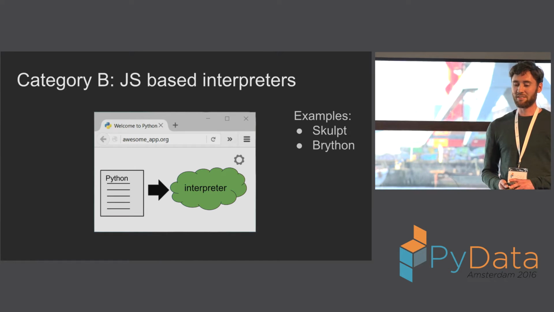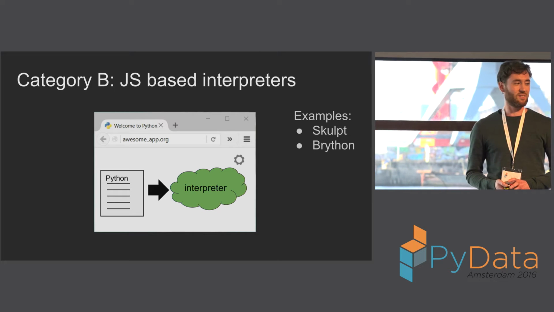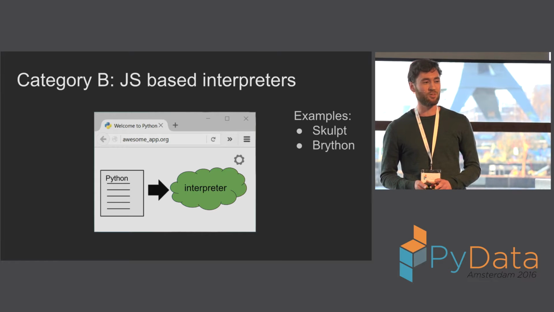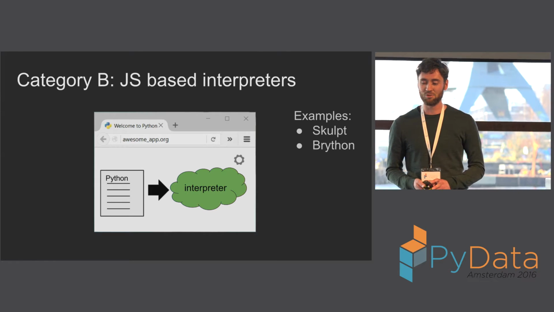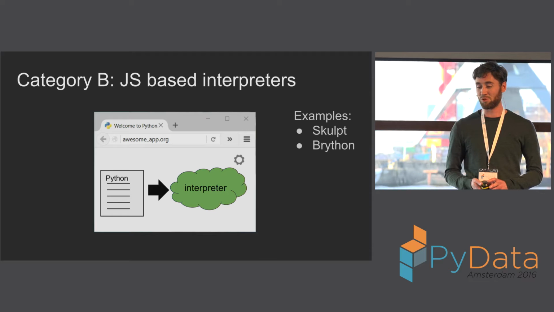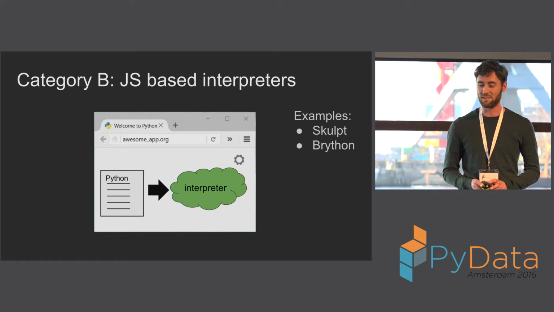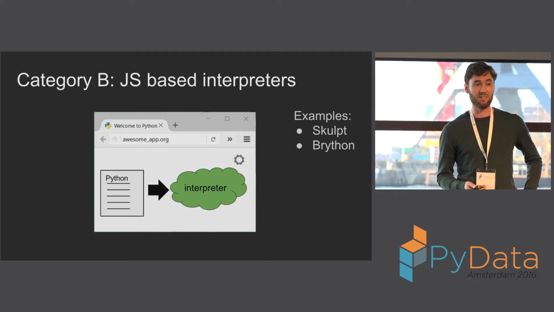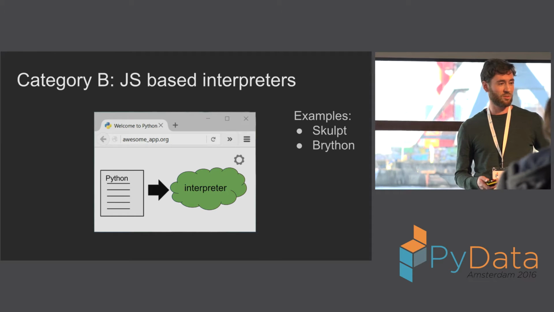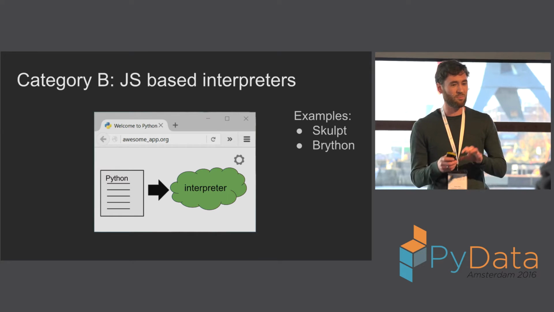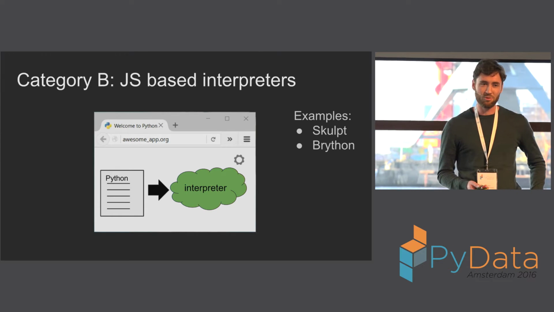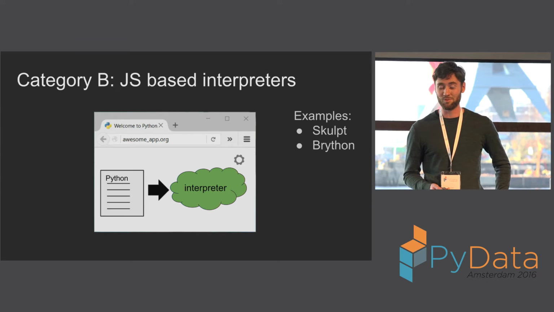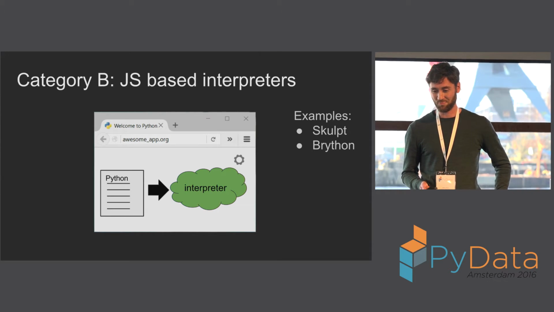In the category that are JavaScript-based interpreters, these are projects that basically have a Python interpreter written in JavaScript. And the two most well-known projects that do this are Skulpt and Brython. Skulpt is more aimed at being used for educational purposes, so letting people online learn Python by writing code in the browser. And Brython is intended to be used as a substitute for JavaScript to develop web applications.